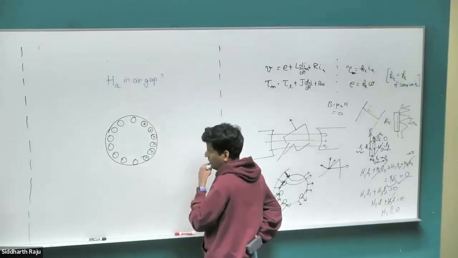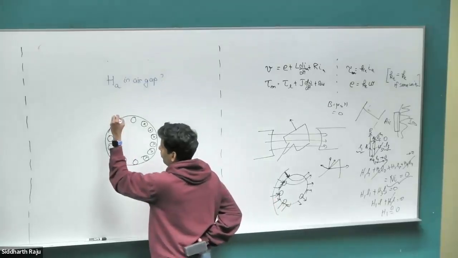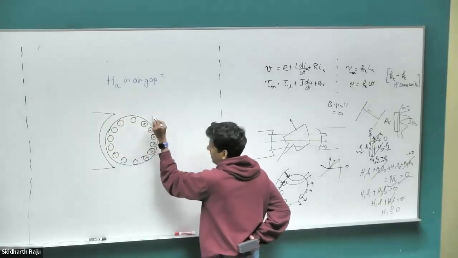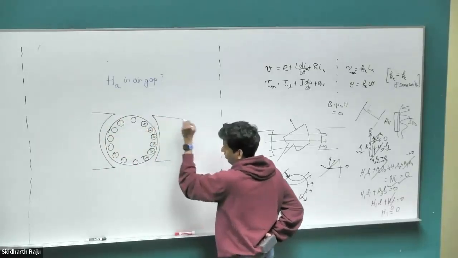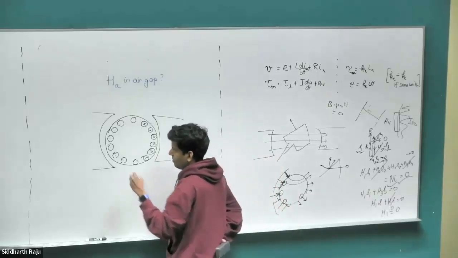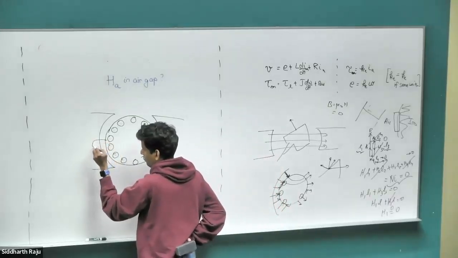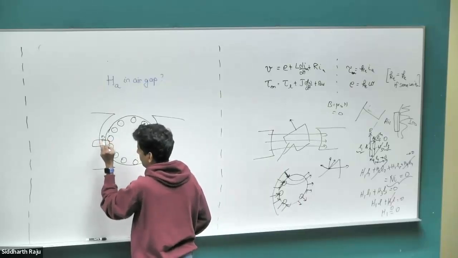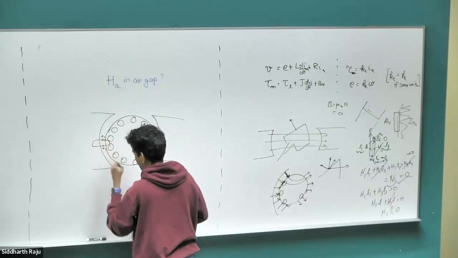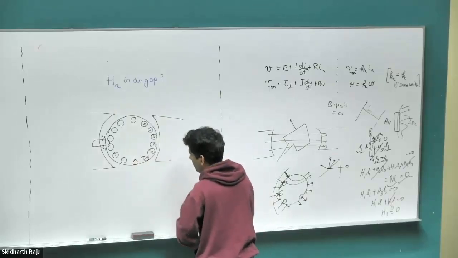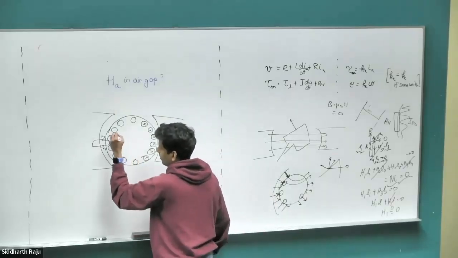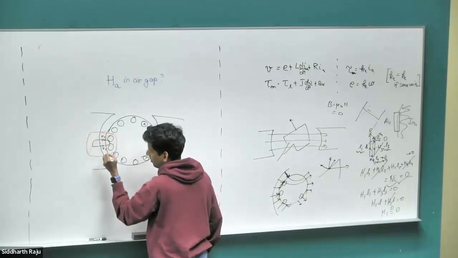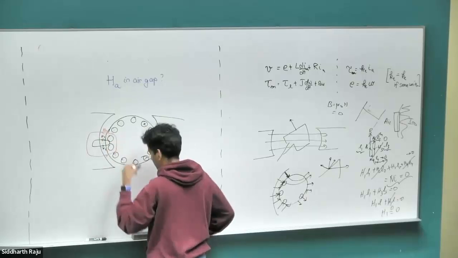Let's first I'll give you a couple of loops, and then we'll figure out what will happen if I choose a different loop to calculate what the H field in the air gap is due to the current carrying conductor on the rotor. So let me draw a bunch of loops. Let's say I have a loop like this, and let me call this H1. Let me call this H2.